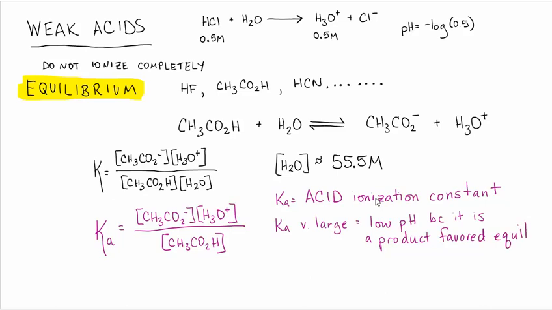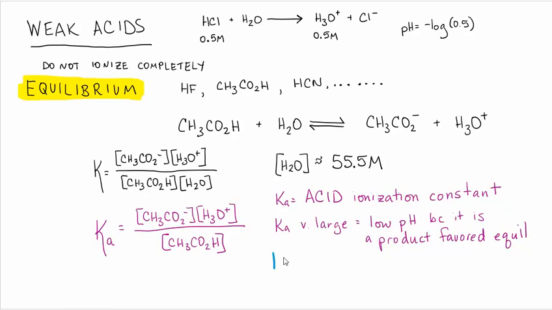If we have a Ka that's very large, that means we have more products present at equilibrium than we have reactants. That means our acid ionizes to a great extent. We have lots and lots of hydronium ion present at equilibrium. Since the pH is the negative log of the hydronium ion, the more hydronium we have, the lower the pH. The lower the pH, the more acidic it is.